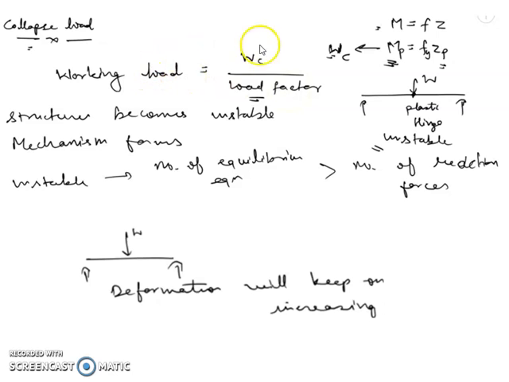So during collapse load, the structure becomes unstable. What is unstable? Unstable means the number of equilibrium equations is greater than the number of reactions. So once the structure becomes unstable, a mechanism will be formed. During an unstable condition, the deformation will keep on increasing.